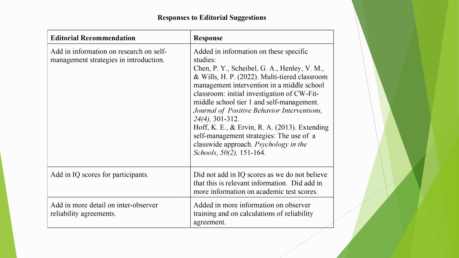So here's the editorial recommendations and the response. Add in information on research on self-management strategies in the introduction. Added in information on these specific studies. So there are the references. Add in IQ scores for participants. Did not add in IQ scores, as we do not believe that this is relevant information. Did add in more information on academic test scores. And add in more detail on inter-observer reliability agreements: added in more information on observer training and on calculations of reliability agreements. So this is really helpful in making the revisions and also sharing with the editor.